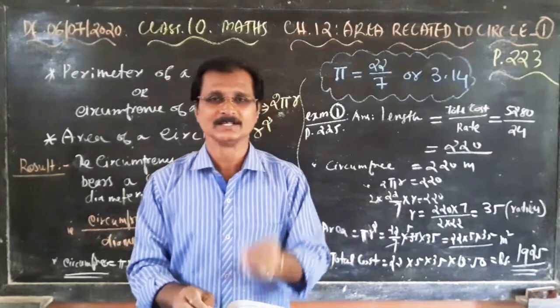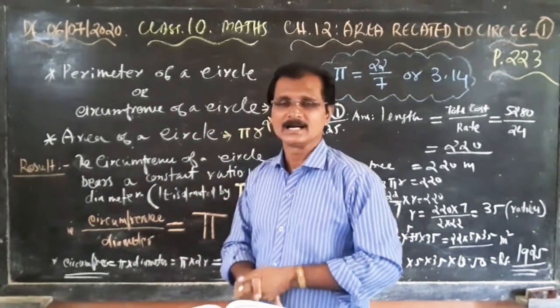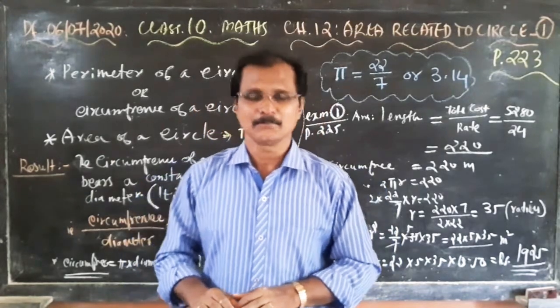So we are beginning this new chapter with two simple formulas. One is the circumference of the circle, that is 2 pi r, and another one is the area of the circle, pi r squared.